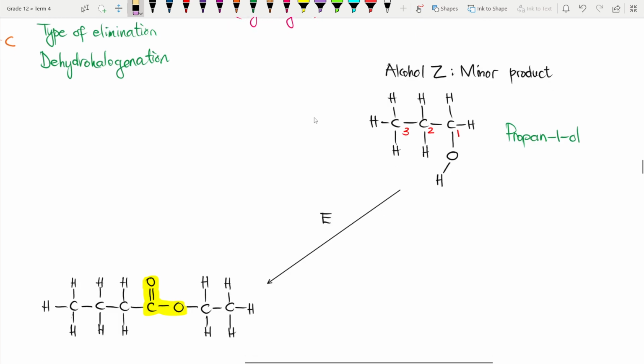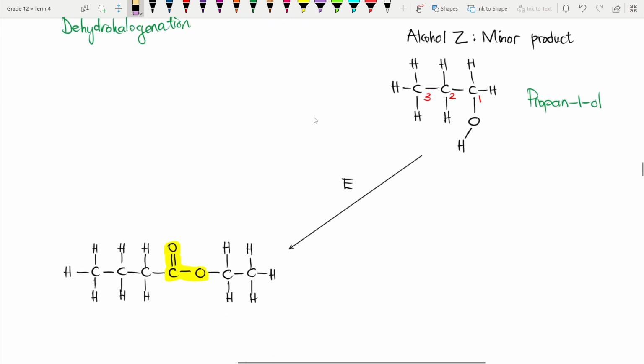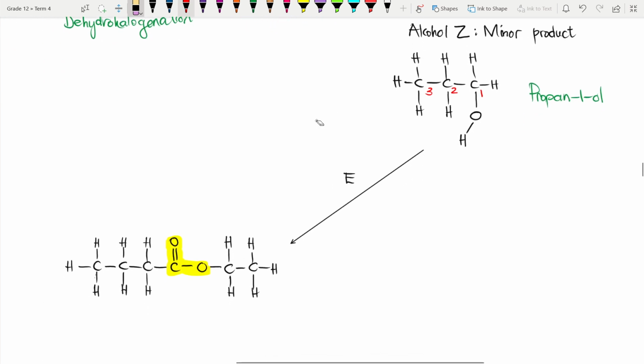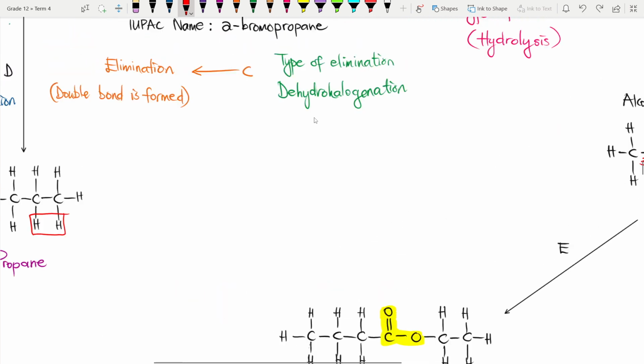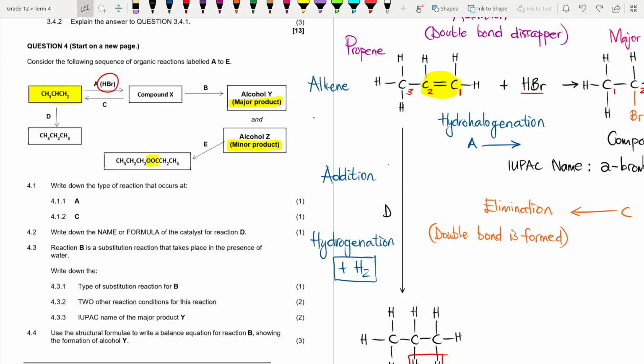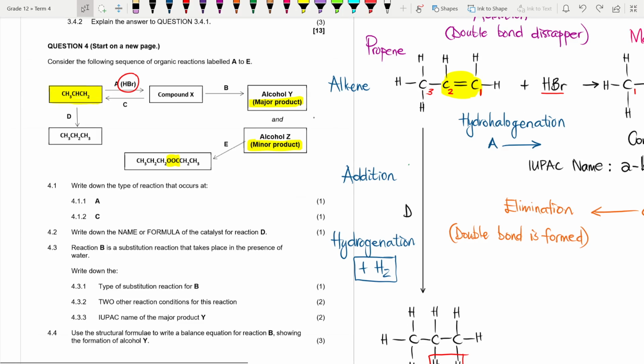Now let's focus on reaction E, which is the last thing we'll do today. Reaction E seems to be taking this propan-1-ol and making it this molecule. First, let's talk about what is the name of this. Let me check if I actually wrote it or drew it correctly here.